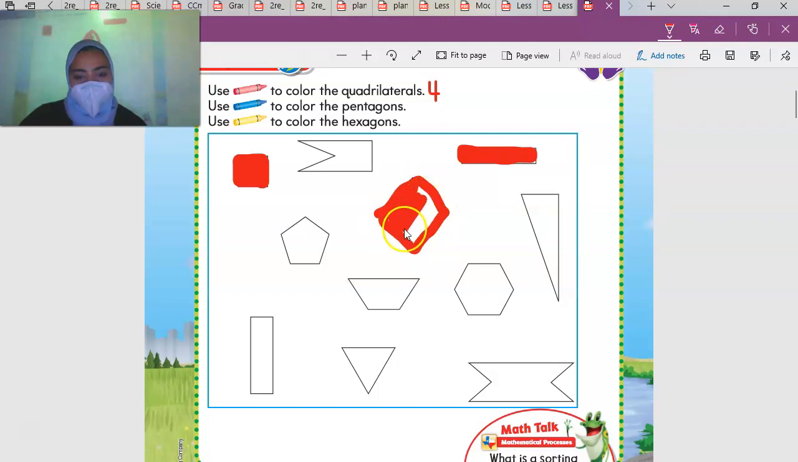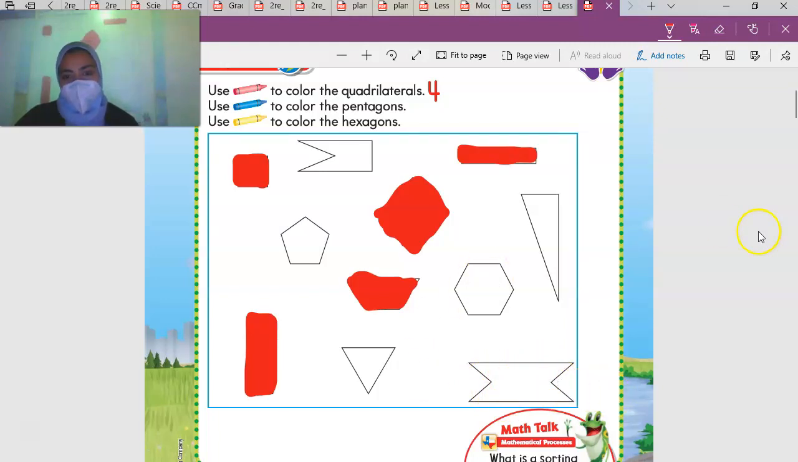Let's see, what else? This pentagon has 5. Nope. This trapezoid has 4. I'm going to color that red. 1, 2, 3, 4 sides. Okay. This triangle has 3, not coloring that. Hexagon has 6. This triangle has 3. This rectangle has 4. I'm coloring that red. Alright, this shape has 1, 2, 3, 4, 5, 6. That's a hexagon. I'm not coloring that red.